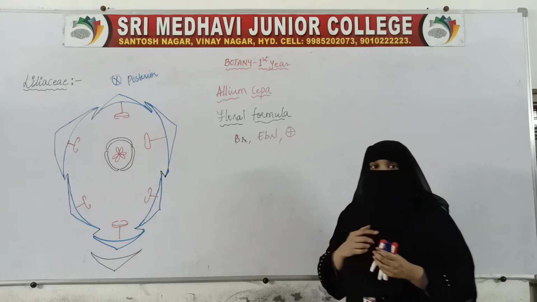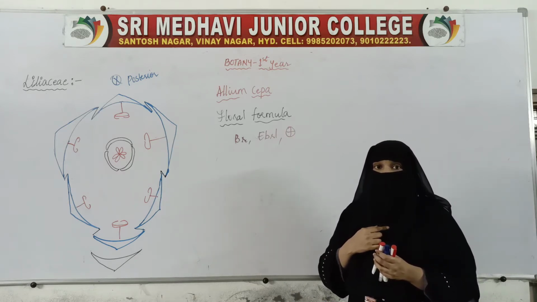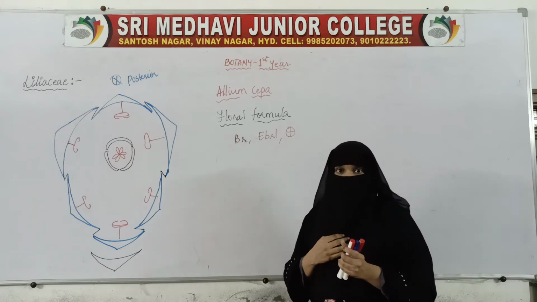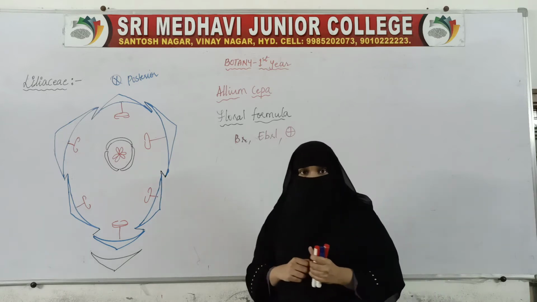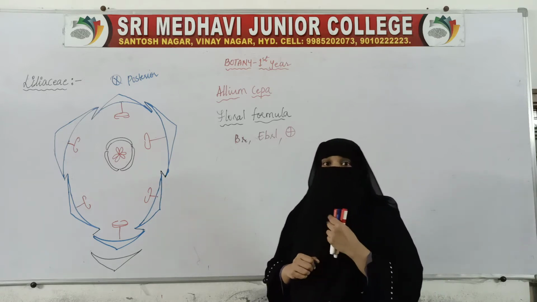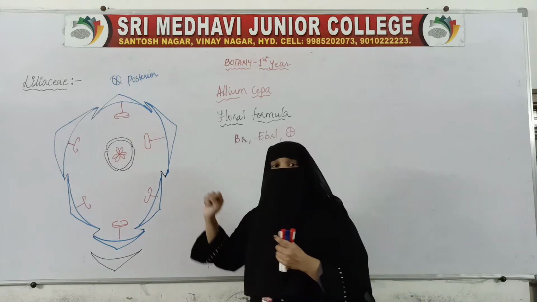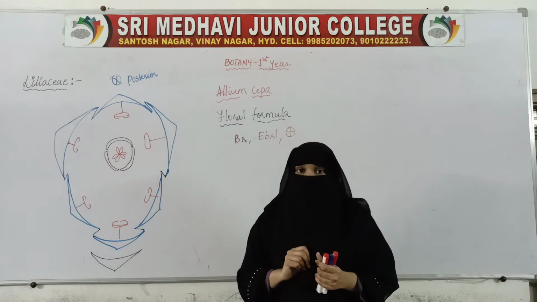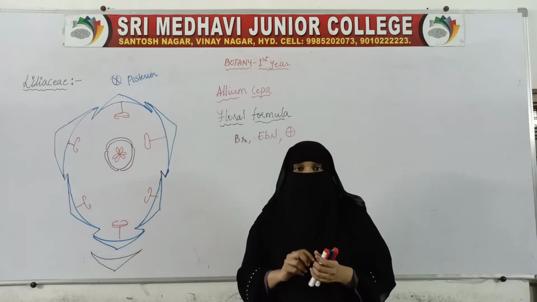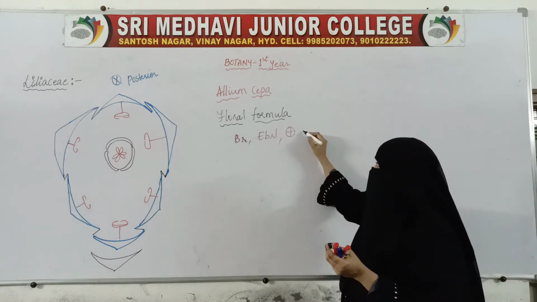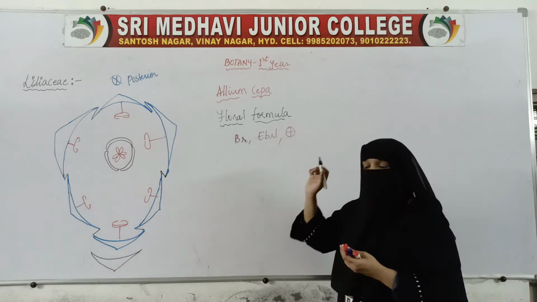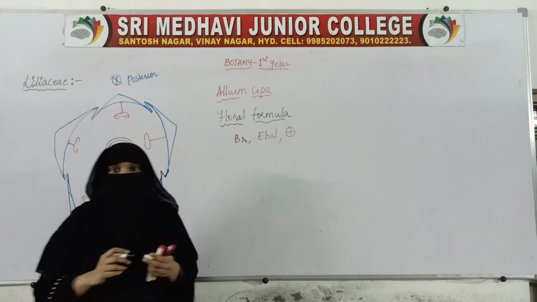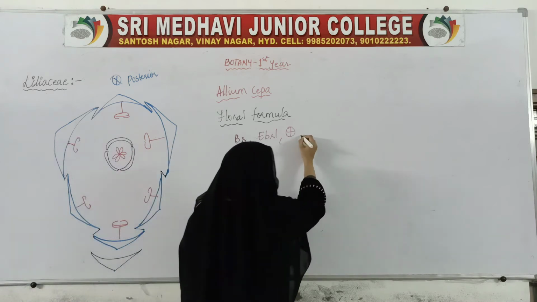The flower is actinomorphic. Now coming to the floral parts, let us write about the flower. All the floral parts are there. Here we have an incomplete flower because the calyx and corolla are not separate. So the flower is a perianth flower. And if we write about the flower, here it is an incomplete flower.